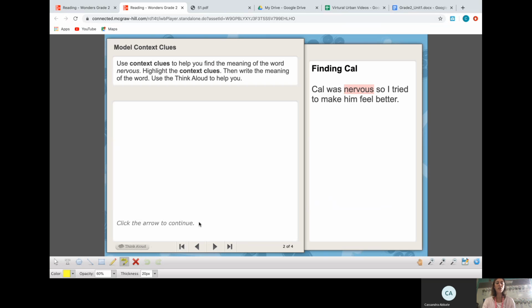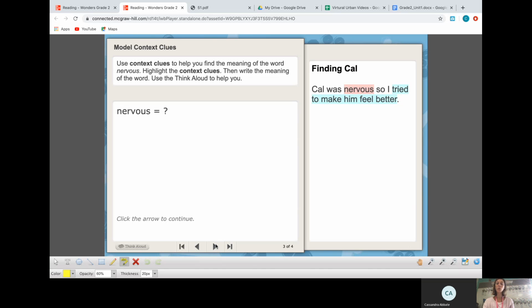Well, I see the words feel better, make him feel better. Well, I know nervous doesn't mean sick because that's the first thing that makes me think when somebody says make him feel better. So another way that you can make people feel better is if they're not settled, that they're not comfortable. Maybe they're a little bit anxious, maybe they're not relaxed. So I think that's maybe what nervous means, is they're not relaxed.